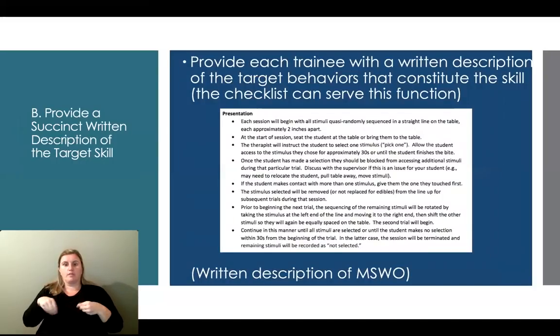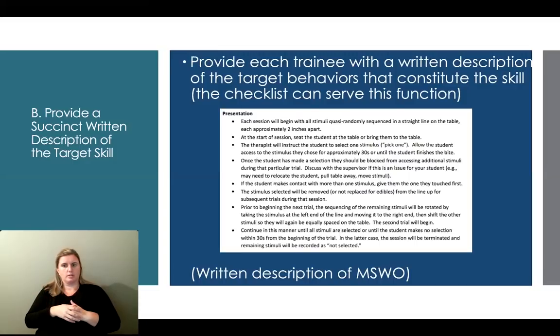Providing succinct and written descriptions of the target skill. What is it that we're supposed to do here? Clearly, in writing. Provide each trainee with a written description of the target behaviors that constitute the skill. And of course, in this case, the checklist can also serve this function. So what we have in front of us is just an example of a written description of procedures included in implementation of a multiple stimulus preference assessment without replacement.